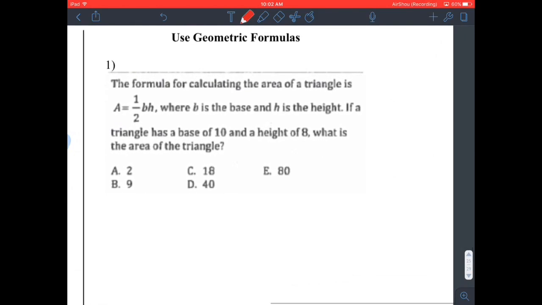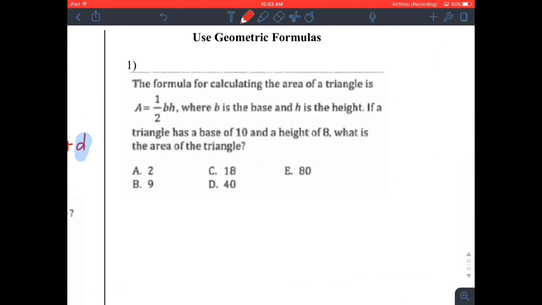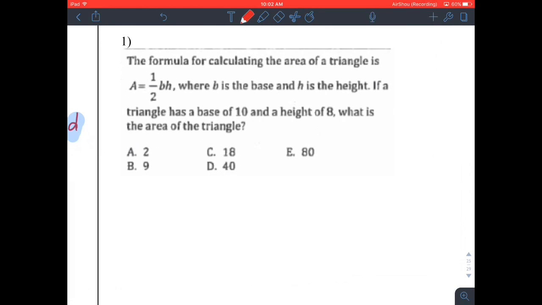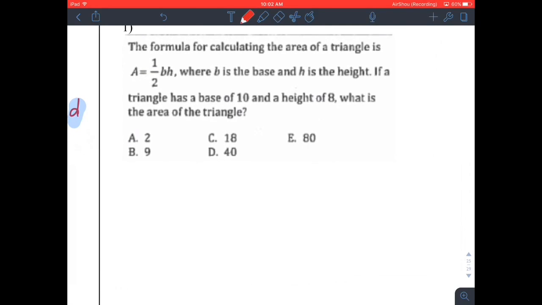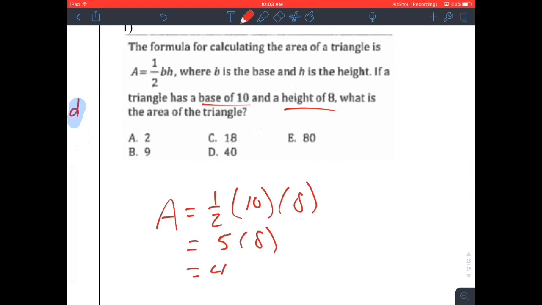Alright, so using these geometric formulas, the formulas that we just learned for circles, rectangles, and triangles, thrown into these problems. The formula for calculating the area of the triangle is 1/2 the base times the height. B is the base, h is the height. If the triangle has a base of 10 and a height of 8, what is the area? Well, that's ridiculously easy. It says the base is 10, height is 8, half of 10 is 5, 5 times 8 is 40. Done.